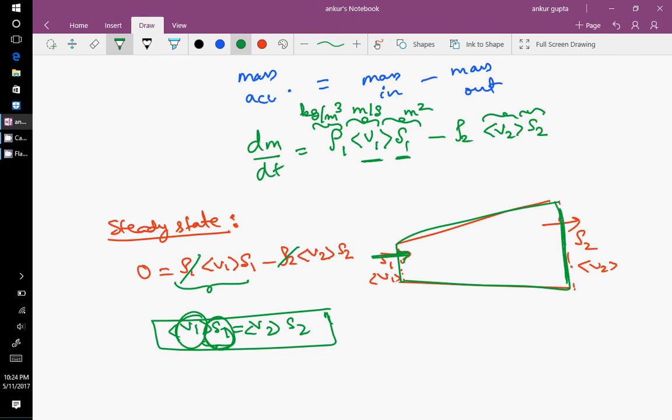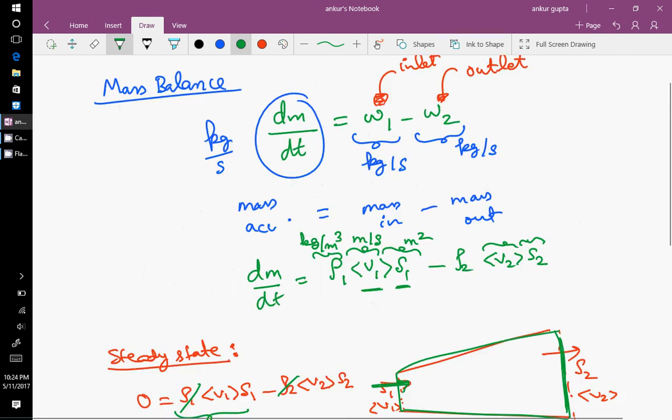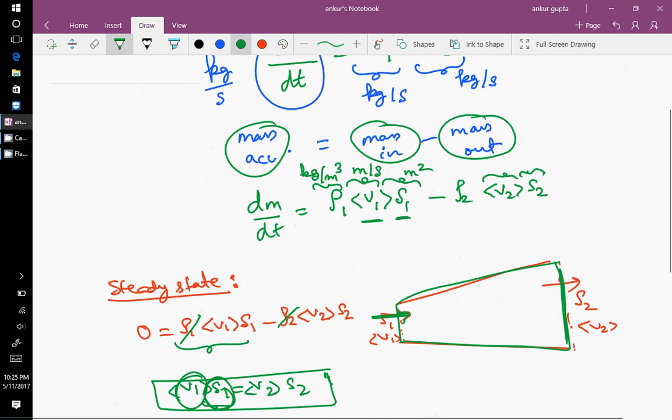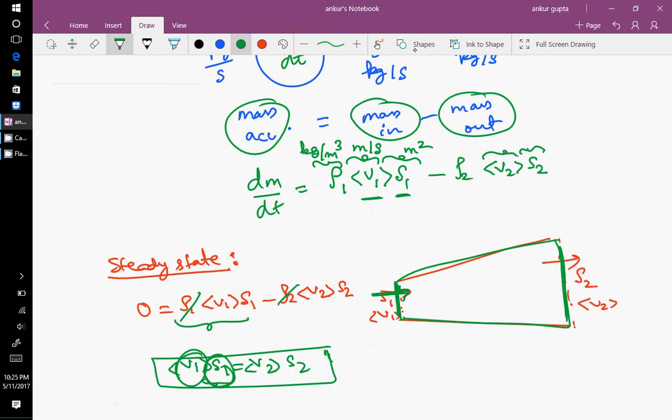So basically, this is very straightforward: dm/dt is w1 minus w2, inlet minus outlet. Mass accumulated is equal to mass in minus mass out, and the expression for mass flow over an opening is given by rho times average velocity times area. You just have to balance the two: inlet is equal to outlet if it is steady flow.